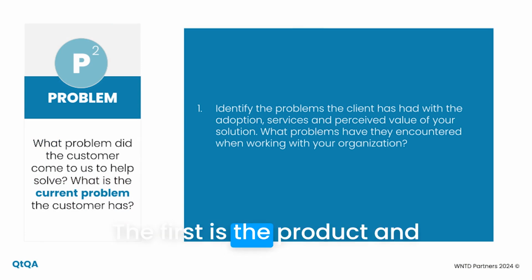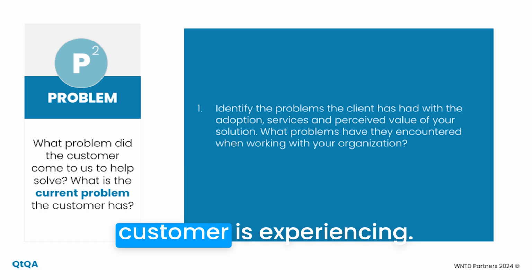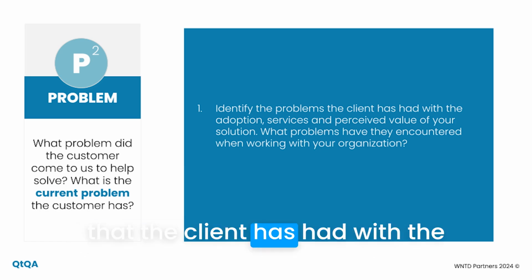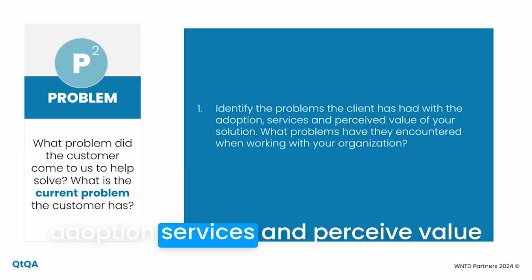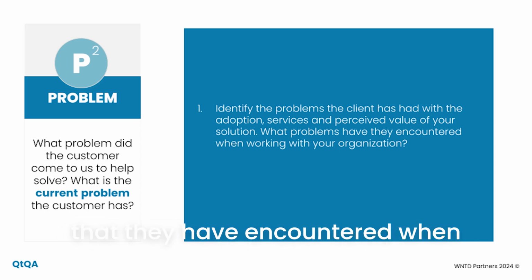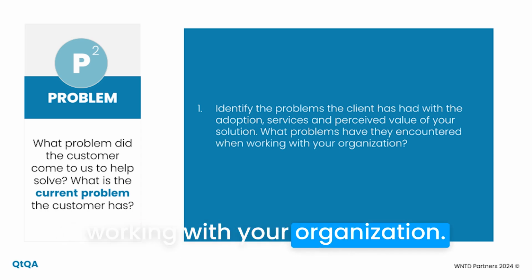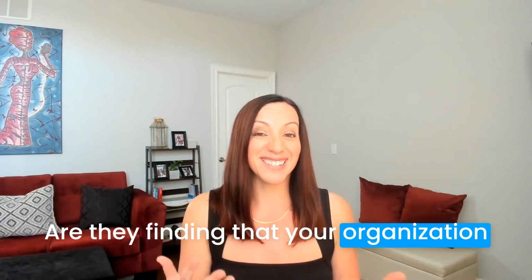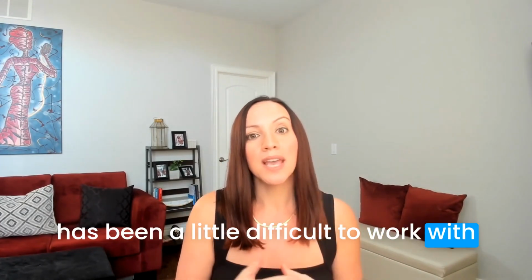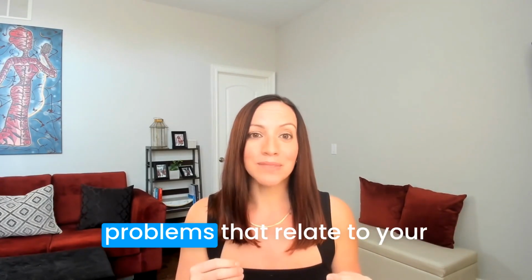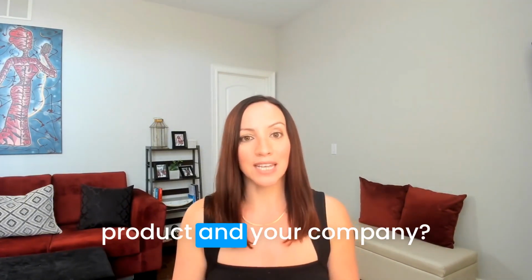The first is the product and service problems that the customer is experiencing. We need to identify the problems that the client has had with the adoption, services, and perceived value of your solution, and what problems they have encountered when working with your organization. So is this something that's specific to the product? Are they finding that your organization has been a little difficult to work with because of slow response times? What are really the core problems that relate to your product and your company?